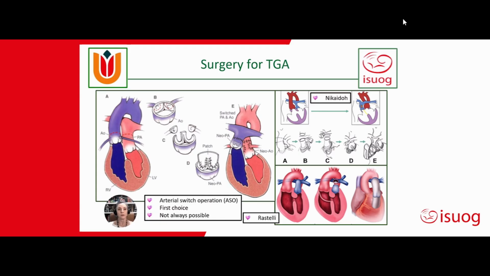We now come to the options for surgery in transposition of the great arteries. The first choice is an arterial switch operation. In the arterial switch operation, the great vessels are divided above their valves, and the vessels are swapped. The coronary arteries are taken with the aorta. This means that the pulmonary valve remains attached to the left ventricle.